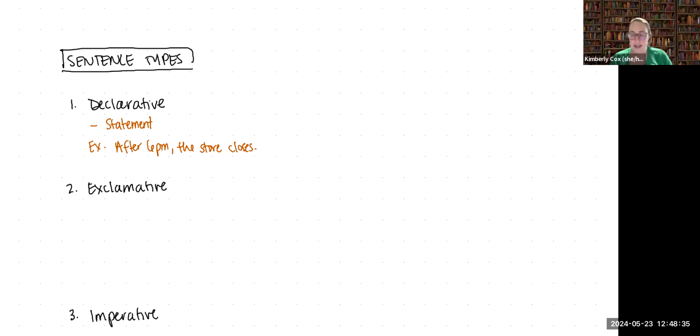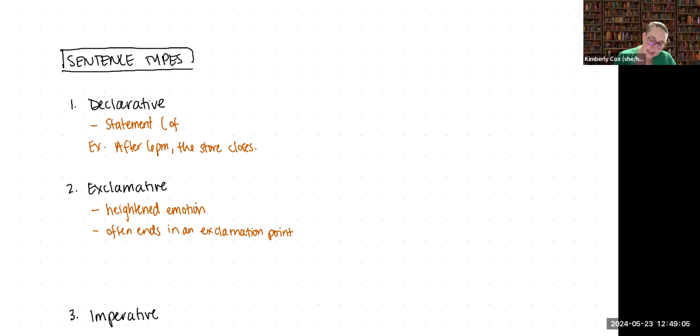An exclamative sentence indicates heightened emotion. It often ends in an exclamation point. I probably should have said this up here, but a declarative sentence often ends in a period. So it's worth thinking about the relevance of punctuation.